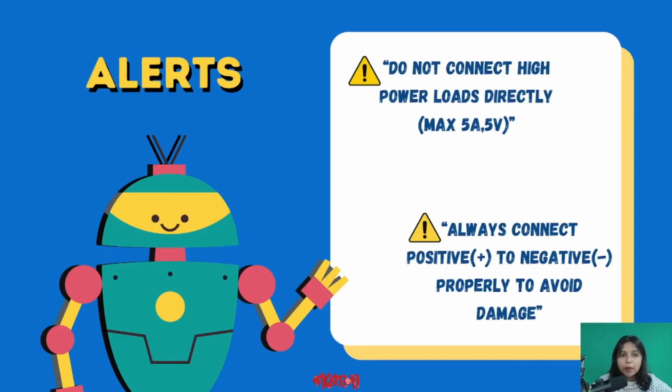A few important safety notes: do not connect high power loads directly. Maximum 5 ampere and 5V. Always connect positive and negative correctly. If you make mistakes, the circuit or the board can burn or get damaged.